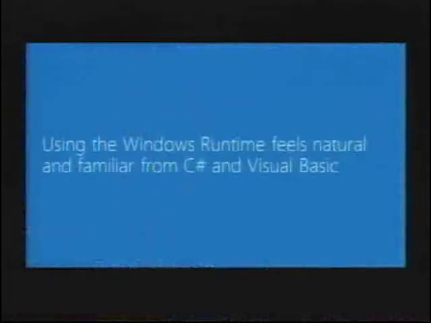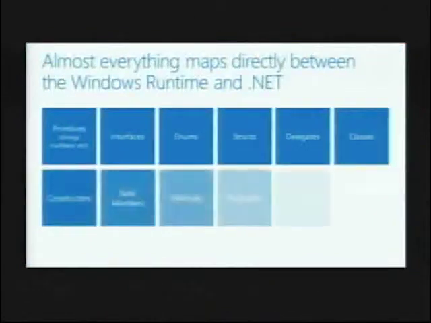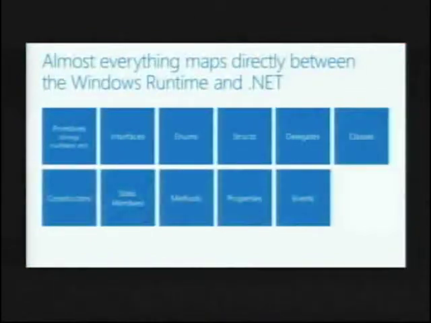Okay. So it feels natural and familiar from C# and Visual Basic. Now, of course, it's not magic. So what are the things that they've done? Okay. So again, WinRT is more object-oriented, unlike Win32, which is just what? Functions. So all these things map directly with WinRT. You have the concept of classes, properties, methods, events, collections, etc.